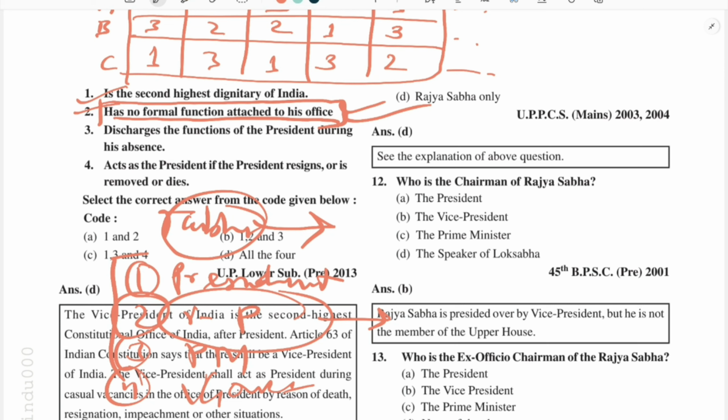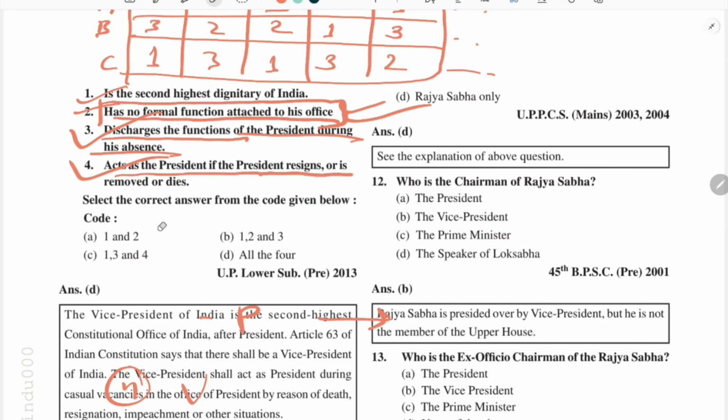He performs all the functions of the president. Discharges the functions of president during his absence. That is correct. Acts as the president if the president resigns or is removed or dies. So that is correct. But here we have to remember that he can act only for 6 months when there is a vacancy.